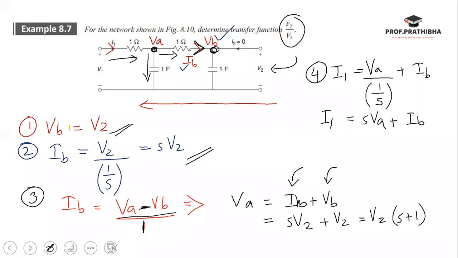So what's my VA? Yes, VA is given over there. I can see it over here. I can call it V2 into S plus 1, that is my VA. But don't forget this S, there was an S there also. Right? So I'm getting S times of S plus 1 plus V2 plus my IB, what is it?